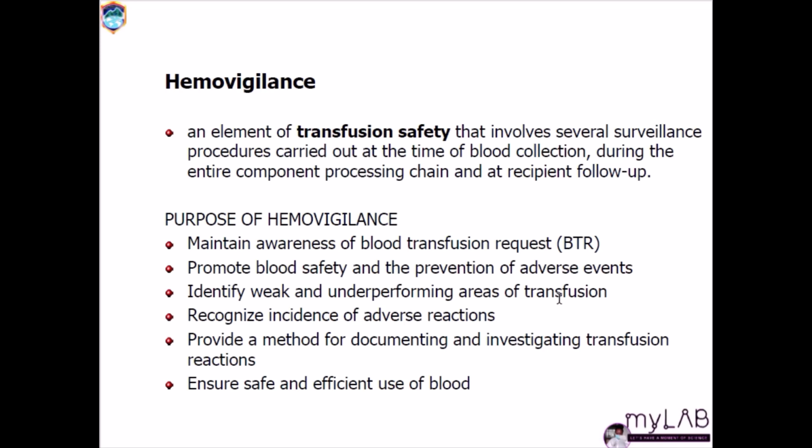So we can tell, is it at blood collection we have a problem? Is it at the laboratory we have a problem? Is it at the hospital setup where now the patient is being transfused, etc. Of course, help us recognize incidences of adverse reactions, and then provide a method for documenting and investigating transfusion reactions, and overall ensure safe and efficient use of blood.